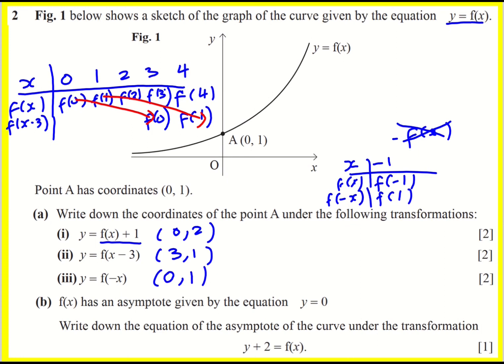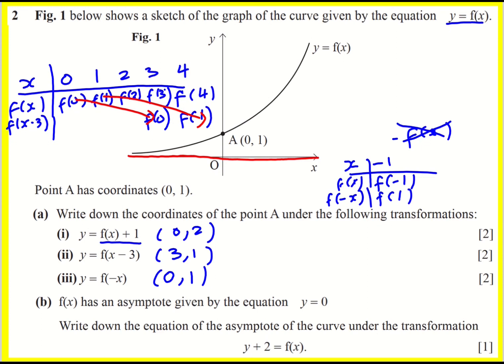And then we're told that f of x has an asymptote given by the equation y equals 0. So an asymptote is when the curve tends towards a line, this red line here, but it never actually meets it, doesn't cross or even touch, it just gets closer and closer. In fact, you get as close as you want, except you can't touch it.